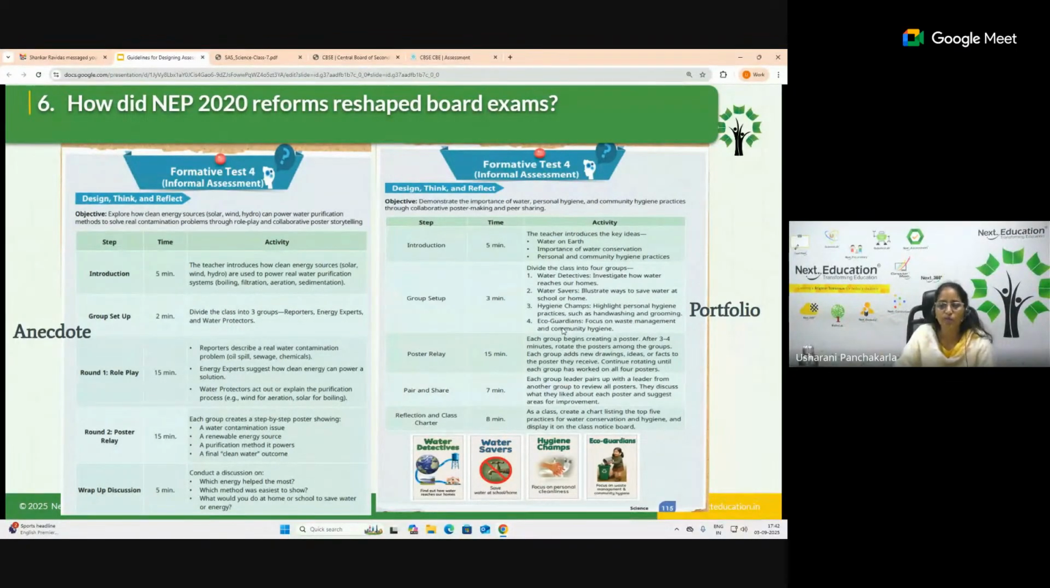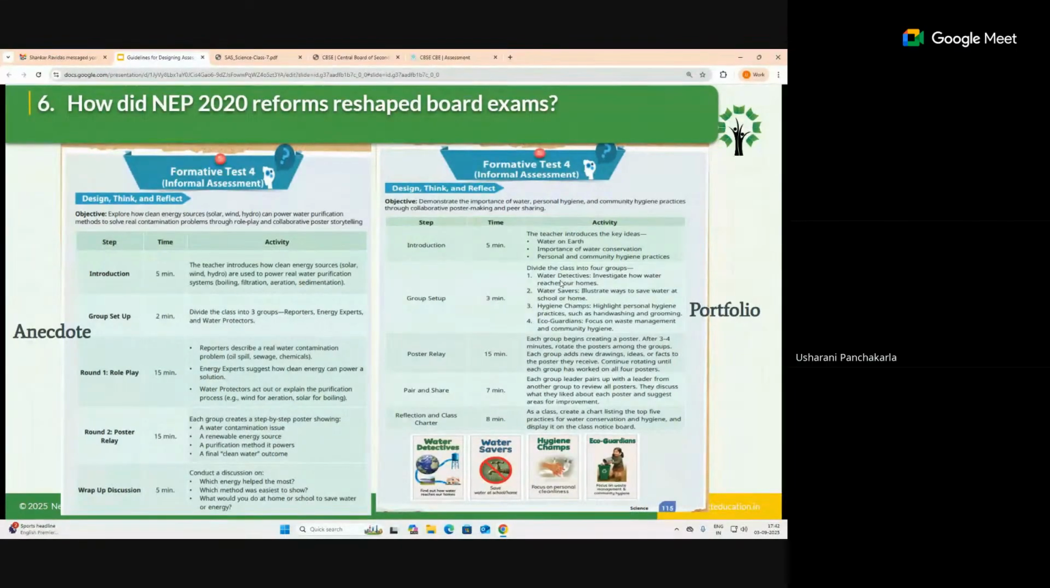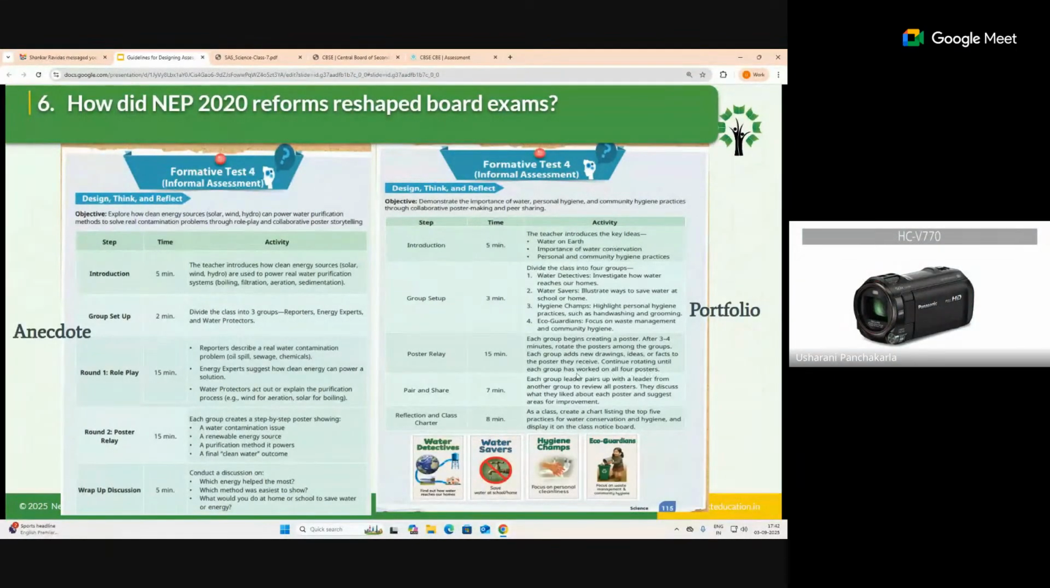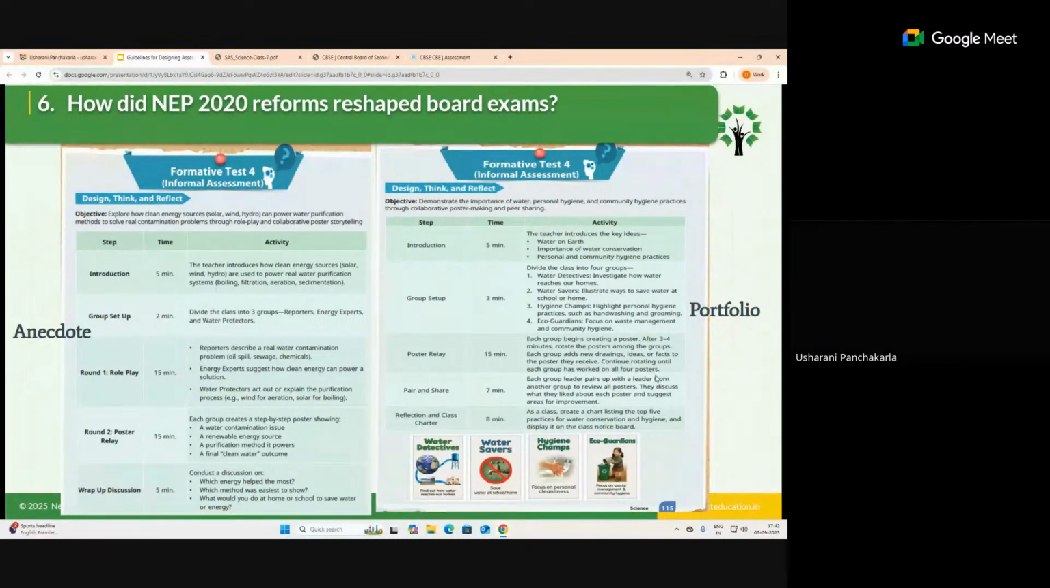So they will be adding some more information. That is how the complete poster is made. Like when I say 4 groups, 4 posters, but the entire group, all the students, will be working on each poster. So they'll be adding new drawings or ideas or facts on the poster. It will continuously be rotating, and each group works on all the 4 posters, rather than confining themselves to one poster.